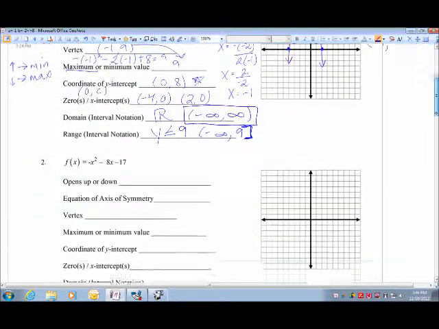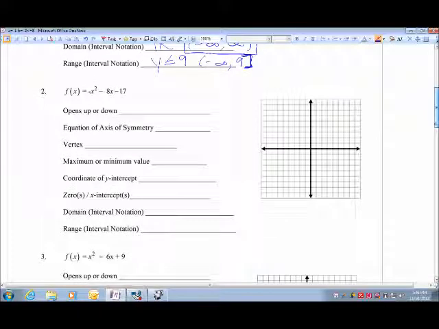Okay, so let's move on to the next problem. And I always start by identifying my a, b, and c. Here my a is equal to -1, my b is equal to -8, and my c is equal to -17. My a value is less than 0, so it's going to open down.